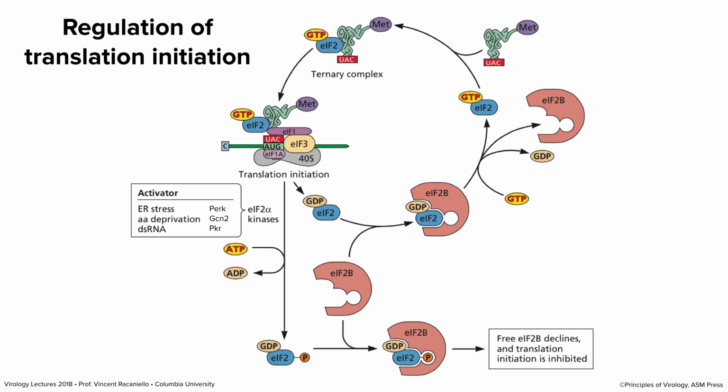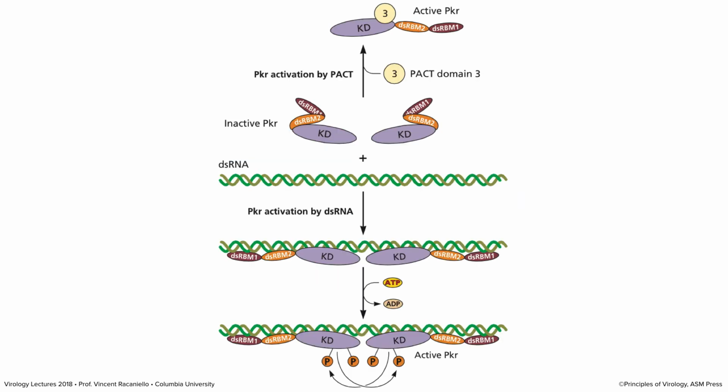All right, so if you've got that, let's move on to how this PKR works. PKR is made in the cell in an inactive form. This is a cartoon of PKR. There are two double-stranded RNA binding domains in brown and orange, and then there is a kinase domain, the KD. As this protein is made in a cell, it's inactive. It's unable to phosphorylate anything. In a virus-infected cell, however, there is often double-stranded RNA present. That's shown there in the middle of the slide.